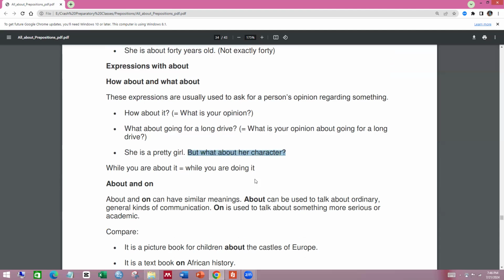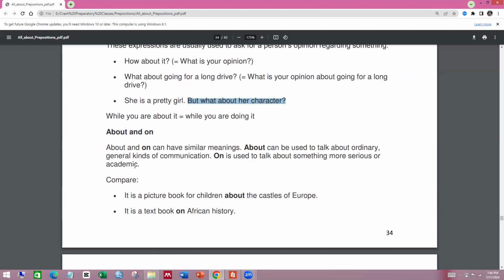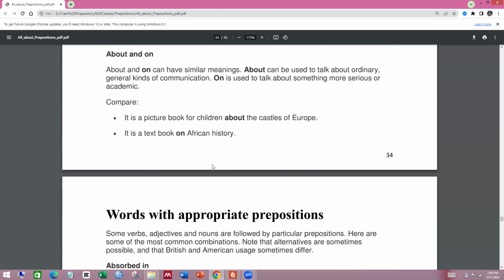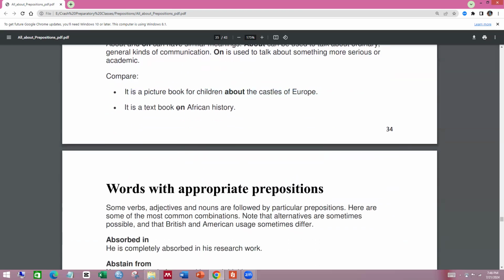So while you are doing it, about and on can have similar meanings. About can be used to talk about ordinary general kinds of communication. On is used to talk about something more serious or academic. तो about को जब हम यहाँ पे यूज करेंगे इस मीनिंग के कॉन्टेक्स्ट में, तो जनरल कम्युनिकेशन के पर्पस के लिए about यूज होगा. और सेकंड पार्ट में जो on है, on is used for serious or academic communication. जैसे, it is a picture book for children about the castles of Europe. It is a textbook on African history. Okay, ये generalized है and this is a specific one.